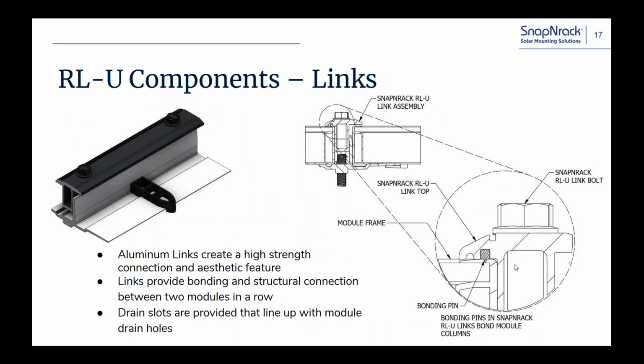As the links and mounts are clamped onto the modules, we've got bonding features here, so you don't have to add any jumpers between rows or anything like that. There's bonding clips in the links themselves and on the mounts. And you can see here we've got these little pins shown, so you guys can get a good look at that. That bonding pin bites into the module a little bit, and then that creates the bonding path between the rows of modules.